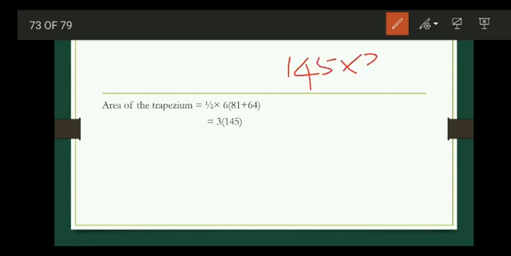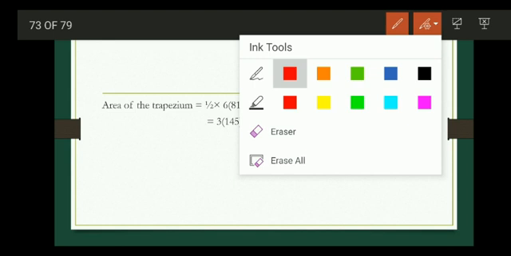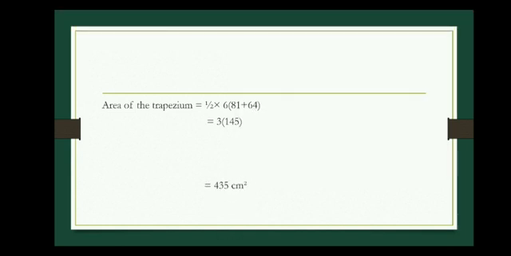145 into 3. Okay, first we'll do with this. 5 3s are 15. Remainder 1. 4 3s are 12. 12 plus 1, 13. Remainder 1. 1 3 is 3. 3 plus 1, 4. 435. When you multiply 145 with 3, you will get 435. So the area of the trapezium is 435 centimeter square.